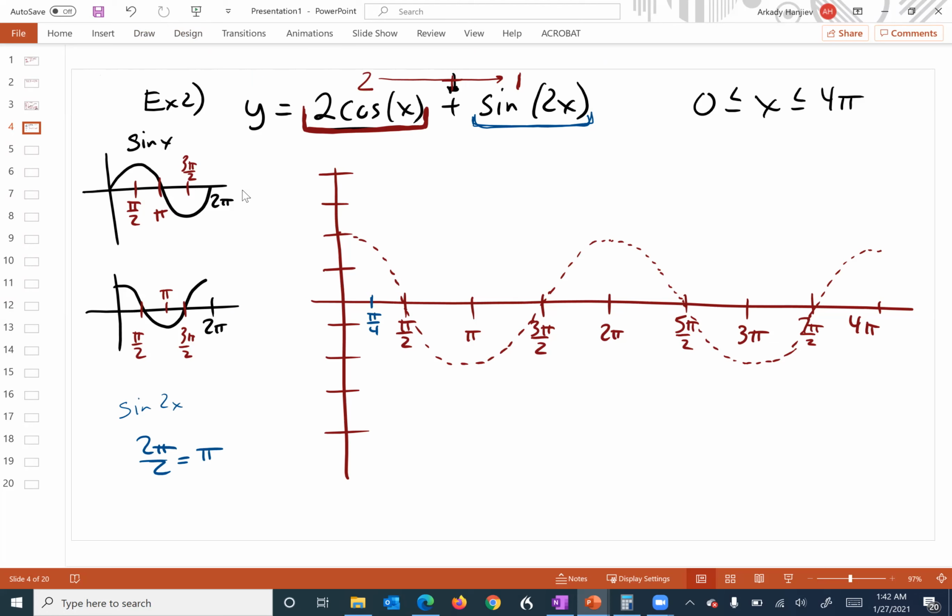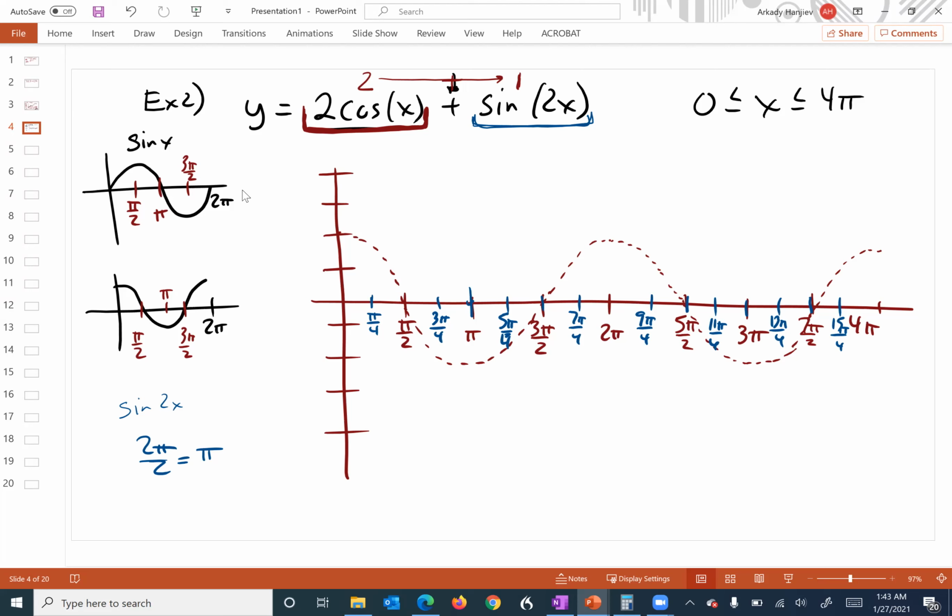So that's 2 pi over 4, 3 pi over 4, 4 pi over 4, 5 pi over 4, 6 pi over 4, 7 pi over 4, 8 pi over 4, 9 pi over 4, 10 pi over 4, 11 pi over 4, 12 pi over 4, 13 pi over 4, 14 pi over 4, 15 pi over 4. Okay. Ooh, that changed my scale.